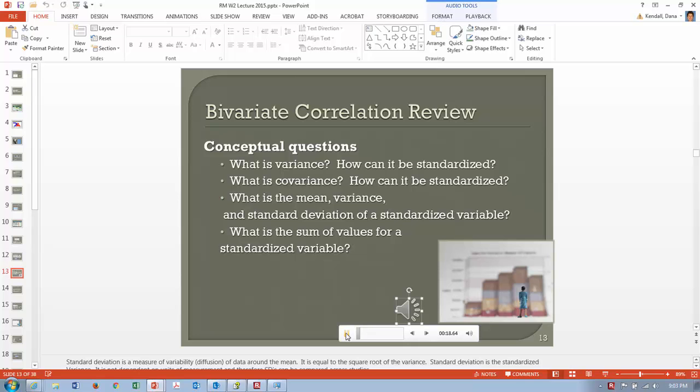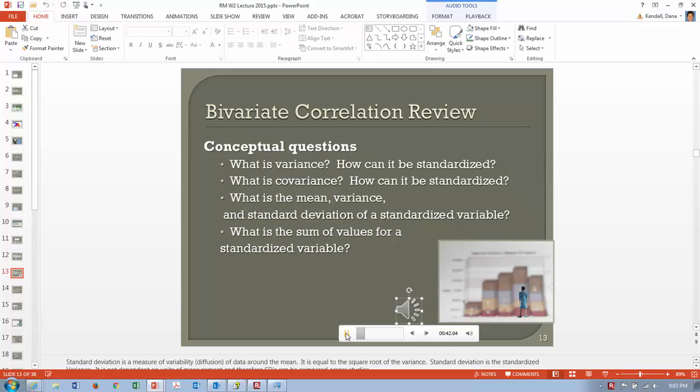This slide is titled Bivariate Correlation Review, and bivariate again just means two variables, so bi, two, and variate, variable. And so we're just talking about two variables, correlation or association between two things at this stage of the game. Okay, so first question, what is variance and how can it be standardized?